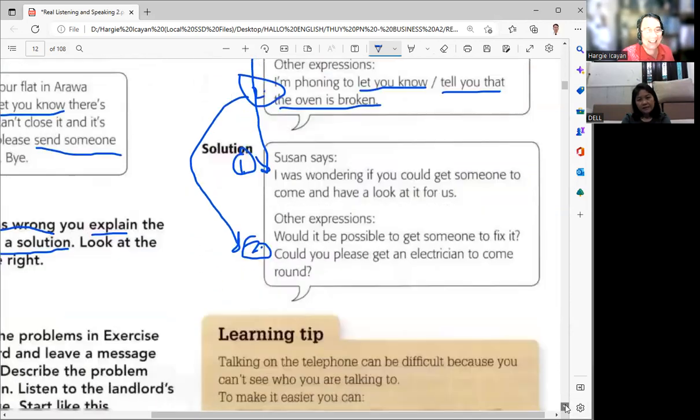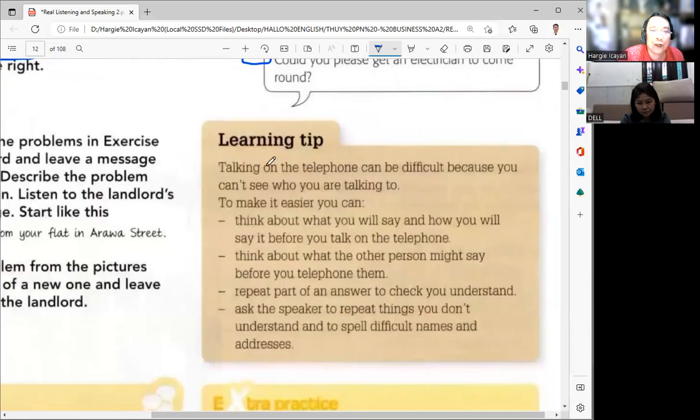Okay. Next, we have here a learning tip. Talking on the telephone can be difficult because you can't see who you are talking to, right? So to make it easier, you can think about what you will say and how you will say it before you talk on the telephone. Then think about what the other person might say before you telephone them. Because if you're not seeing a person, it's very hard to communicate, like in phoning someone.